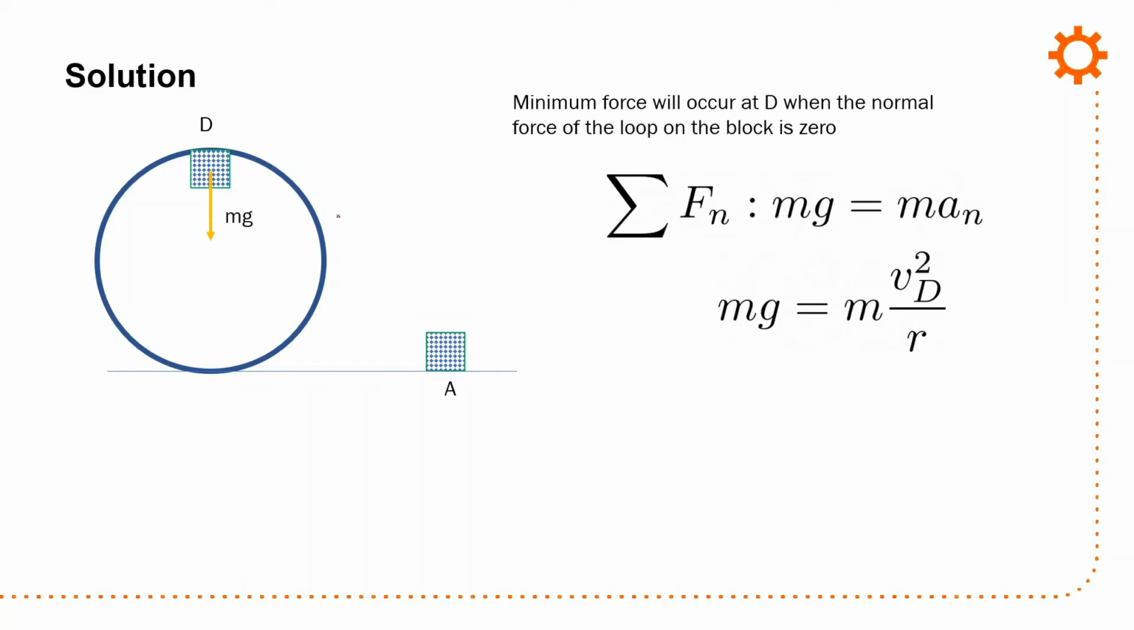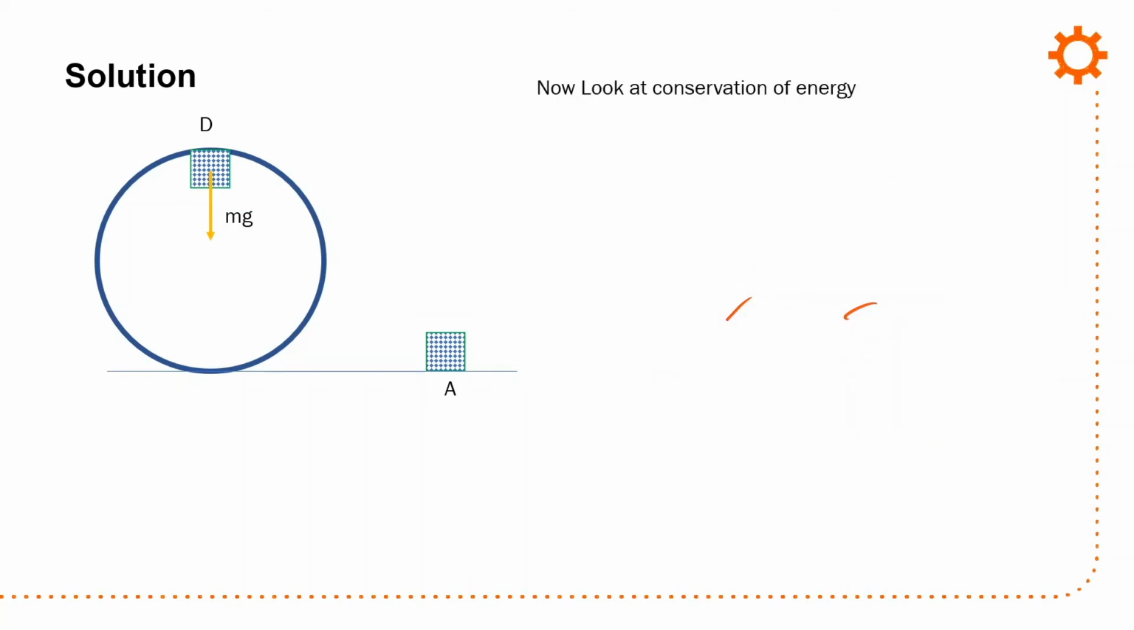So that's when weight equals mass times normal acceleration. And so that's going to be weight, m g, which is equal to m VD squared over R. And if you do that, you get VD equals the square root of gR, or 2.62 meters per second.